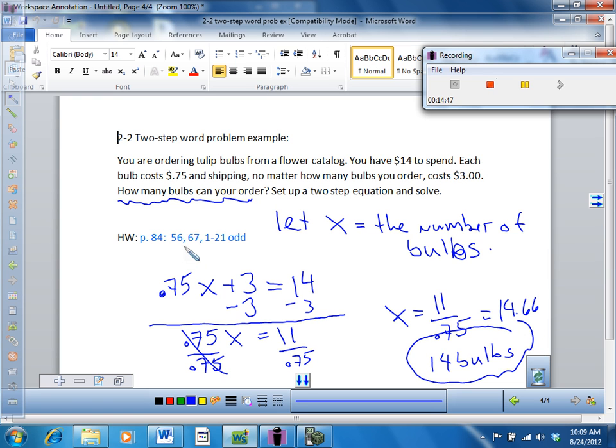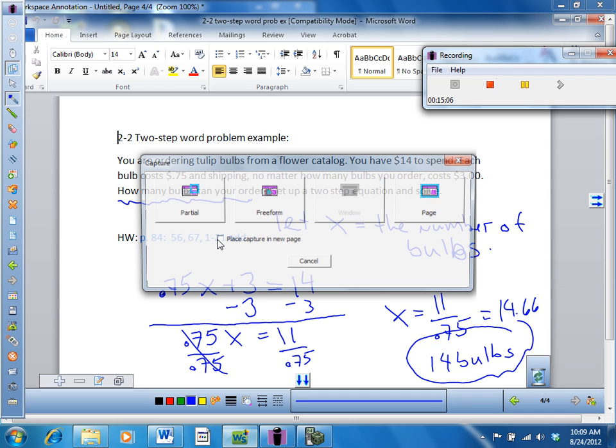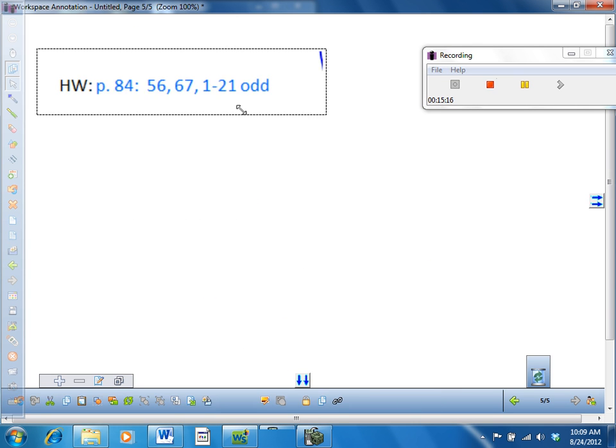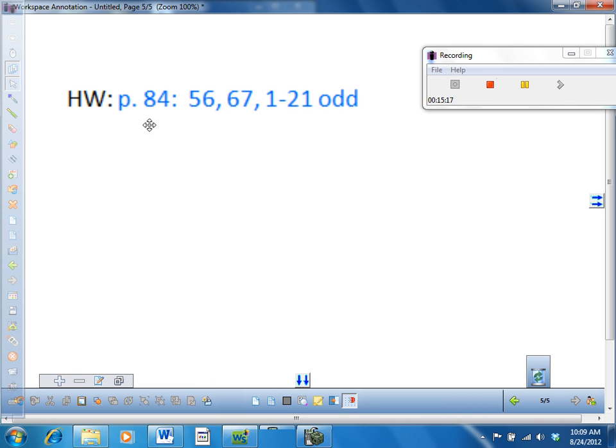So your homework is right here. I kind of cut it down from what was on the other teacher's website because I thought that was a little much. Ready? So, here we go. Did you cut it down from 56 to 57? That's not very many. Are you shortening that, or is that it? No, that's it. Oh, okay. Yeah, it was more than that. So page 84, 56, 67, and 1 through 21.